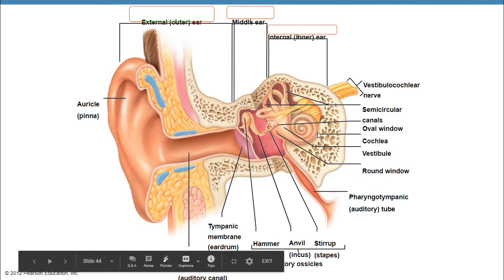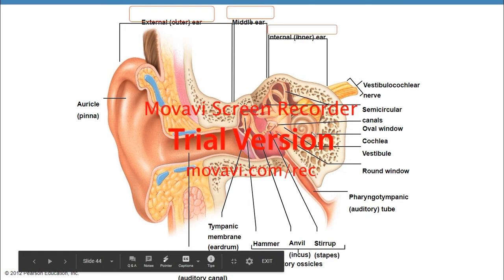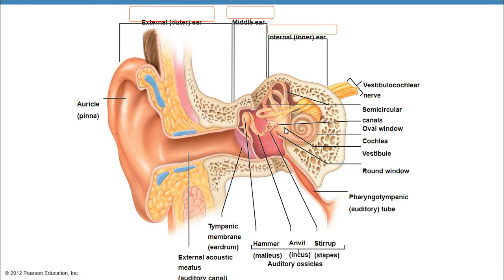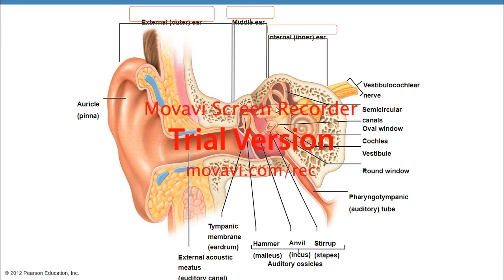So this is the cochlea right here, where the hair cells are going to be. And then as far as the equilibrium, that is going to deal with the vestibule, which is right here, and the semicircular canals. So the semicircular canals and the vestibule are the parts of the inner ear that deal with equilibrium.